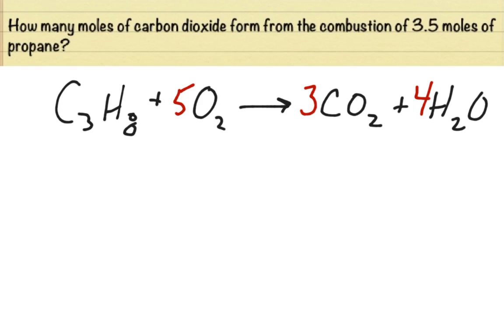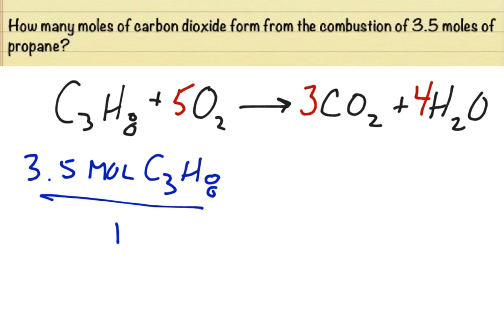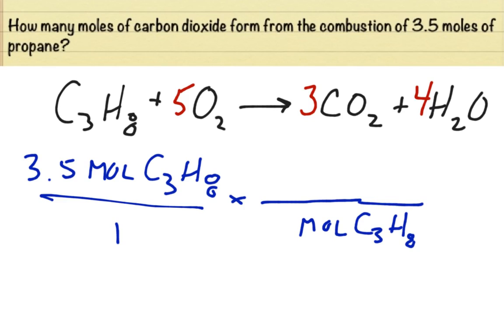So back to the problem at hand. Just like what we've been doing all along, you're going to start with a substance that you're given: 3.5 moles of propane, C3H8. And here's where our dimensional analysis is going to come in. We're going to place that over 1. We're going to multiply it by the mole ratio that eliminates the substance that we start with and gives us the substance that we're trying to end with. So if I want to get rid of the moles of C3H8, it has to go down here. I want to get moles of carbon dioxide, so I put that on the top.